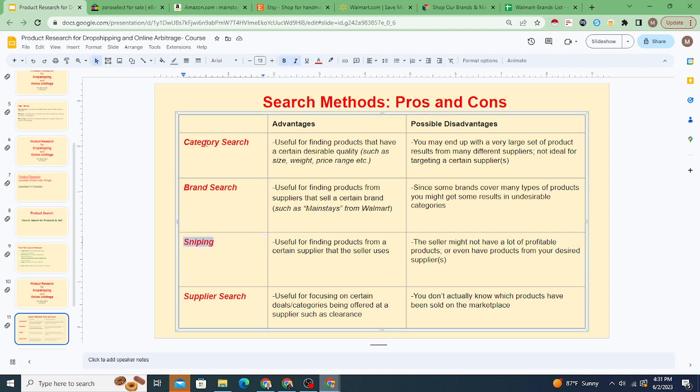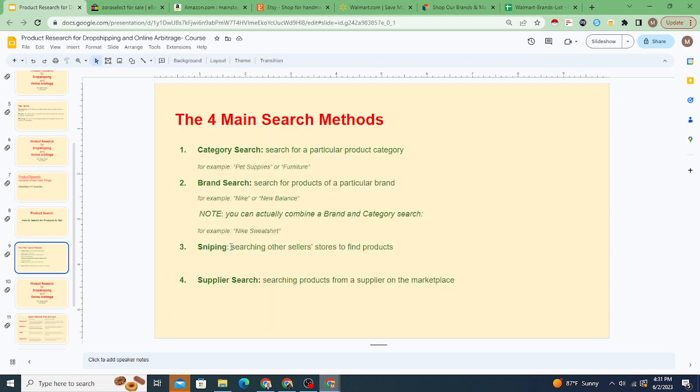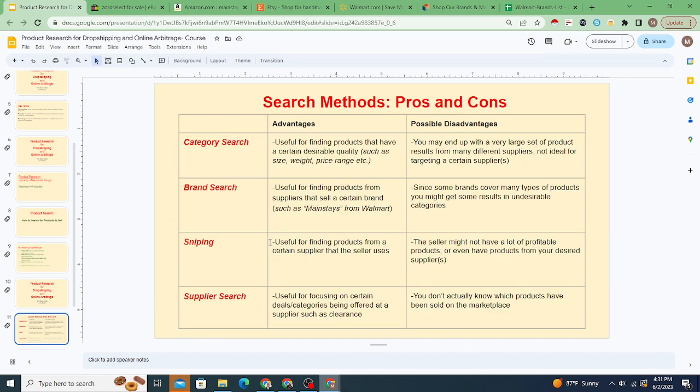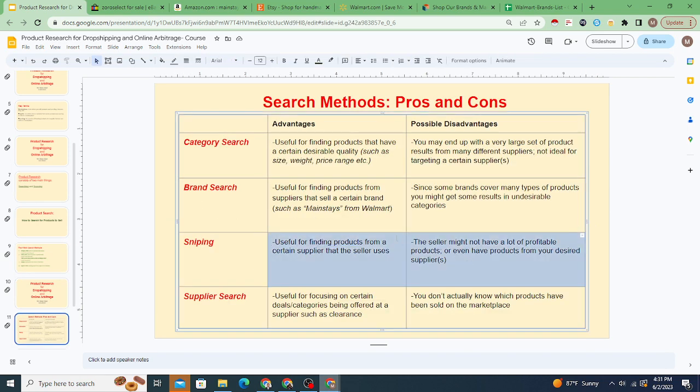In two previous videos, I looked at the category search and the brand search. Now, first of all, what is sniping actually? Well, I had previously defined sniping as searching other sellers' stores in order to find products. Now, what are the pros or cons of sniping? Well, sniping can be useful actually for finding products from a certain supplier that seller uses, and I will demonstrate in just about a minute how that actually works.